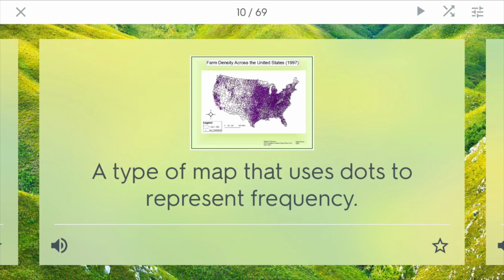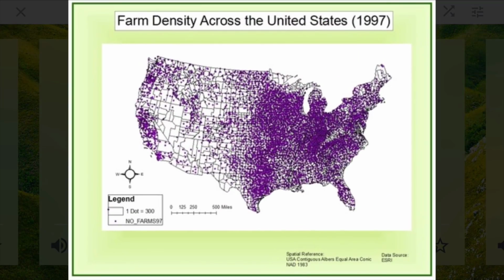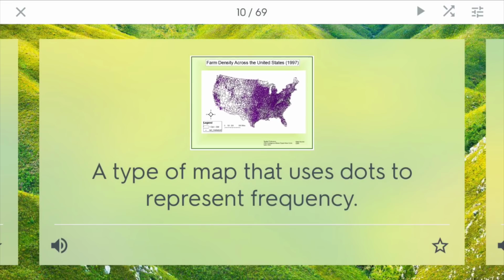So it's kind of like a cartogram, but instead of distorting the size of a particular country, they use different dots to show density. So this is a farm density map, and obviously you can see more farms are concentrated on the eastern part of the United States.